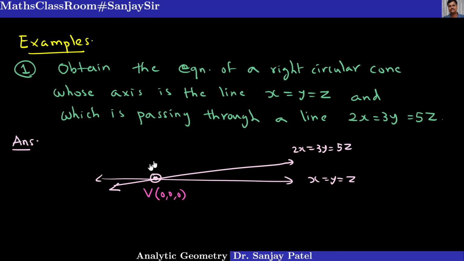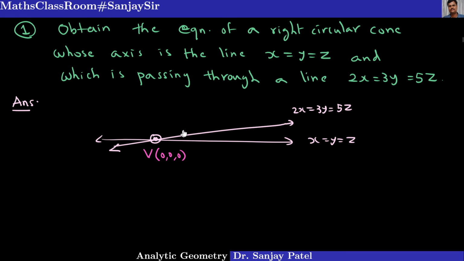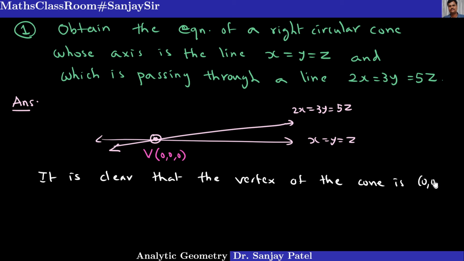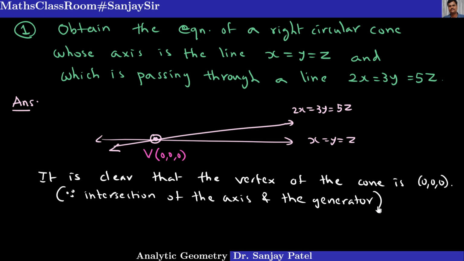So let us begin by mentioning that it's clear that the vertex of the cone is 0, 0, 0 because it is the intersection of the axis and the given generator. So we are writing directly that the intersection is 0, 0, 0.